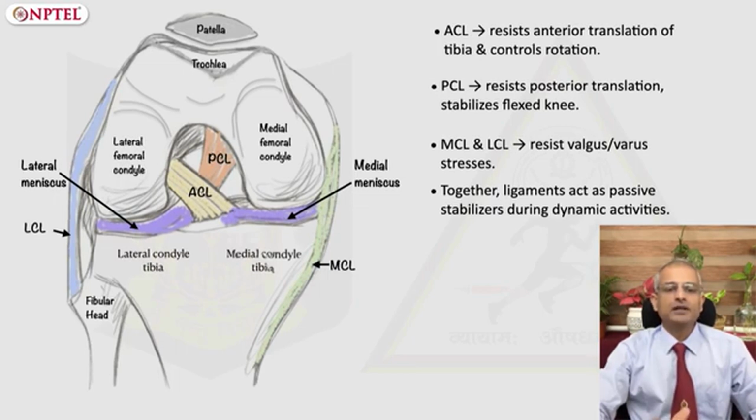The medial collateral ligament is a broad, flat ligament attached to the medial femoral epicondyle proximally and the medial surface of proximal tibia distally. It also attaches to the medial meniscus. Its chief function is to resist valgus stress to the knee. The lateral collateral ligament, which is cord-like, attaches proximally to the lateral femoral epicondyle and distally to the fibular head. It resists varus stress on the knee.